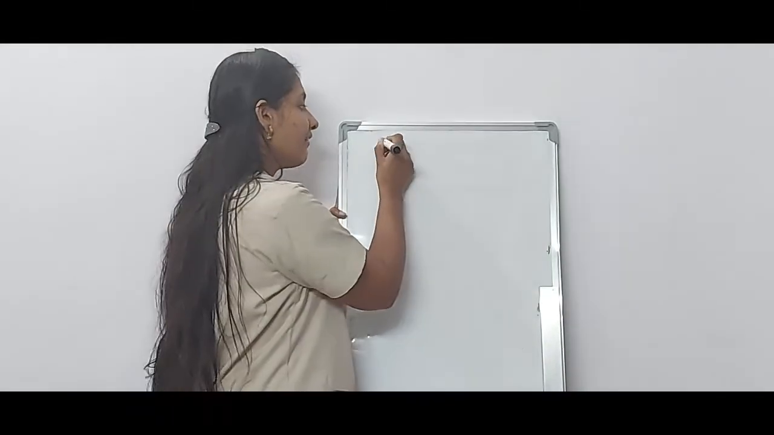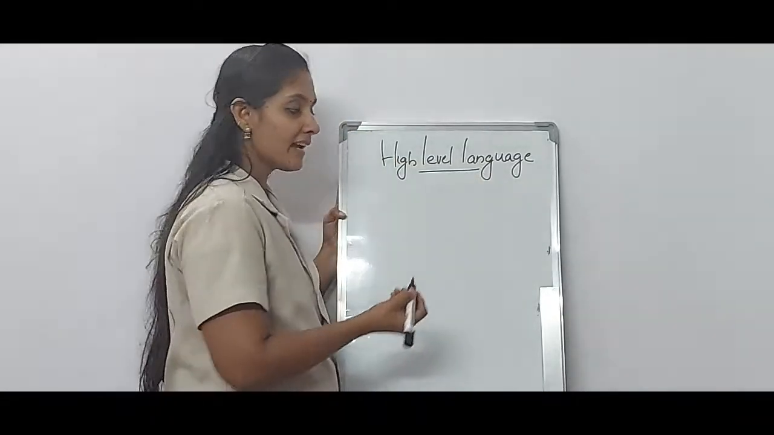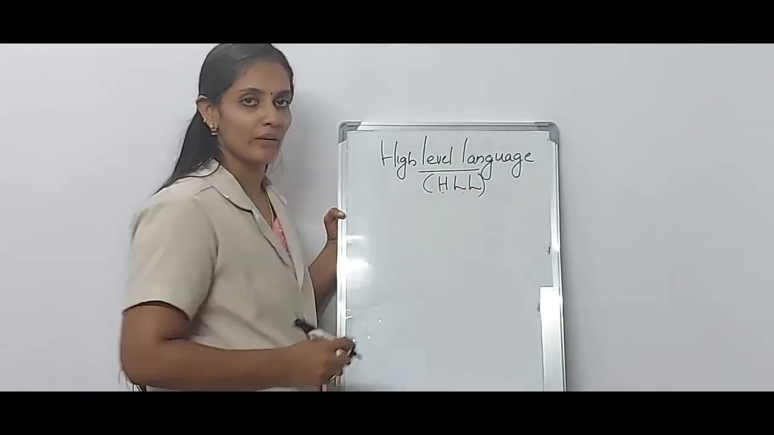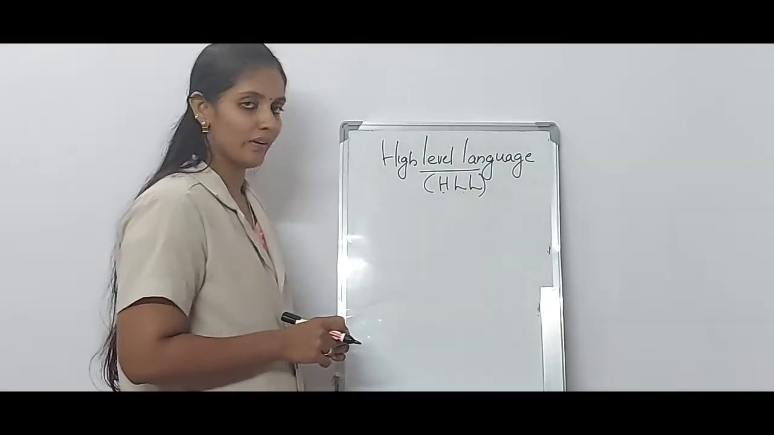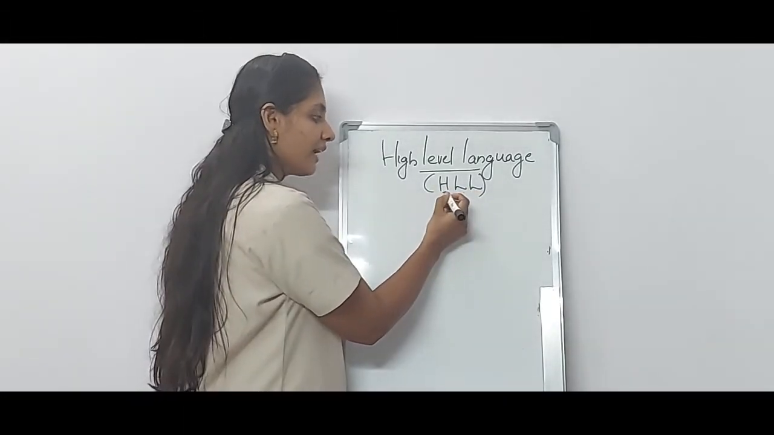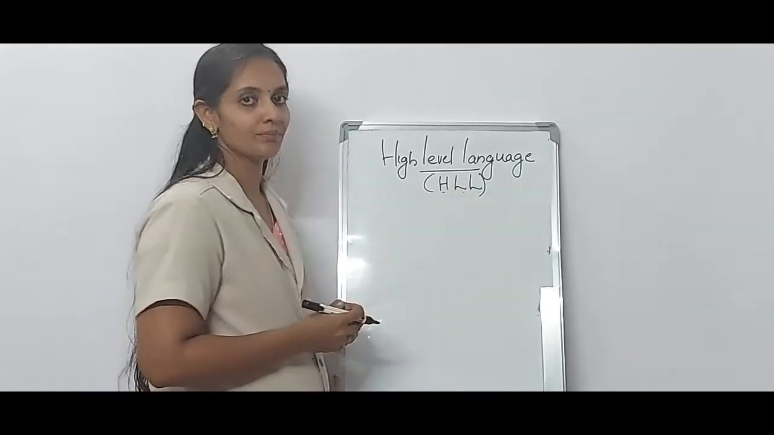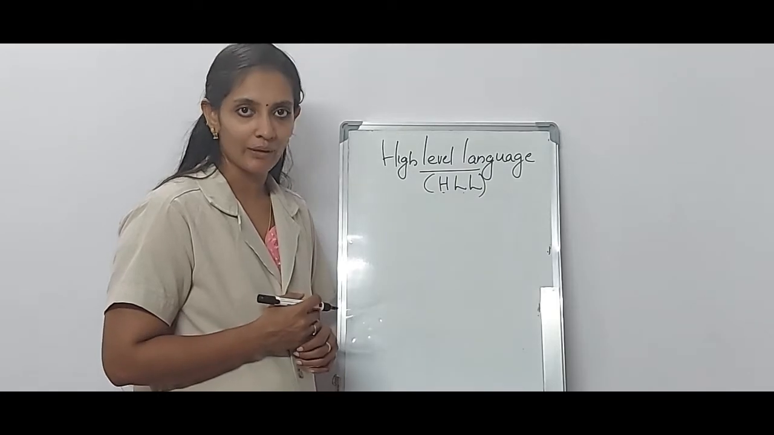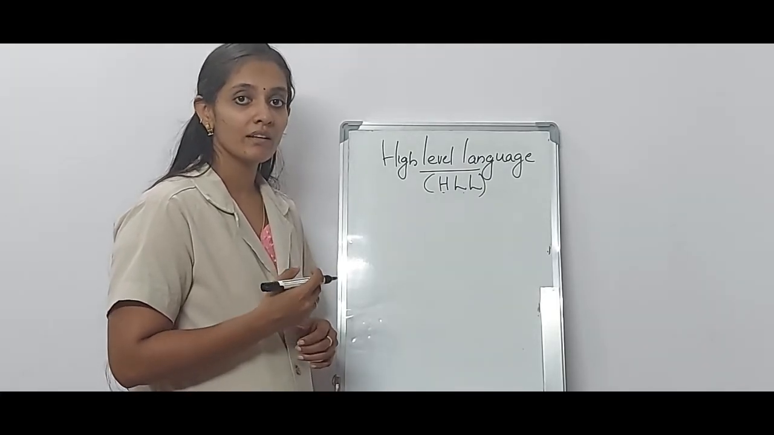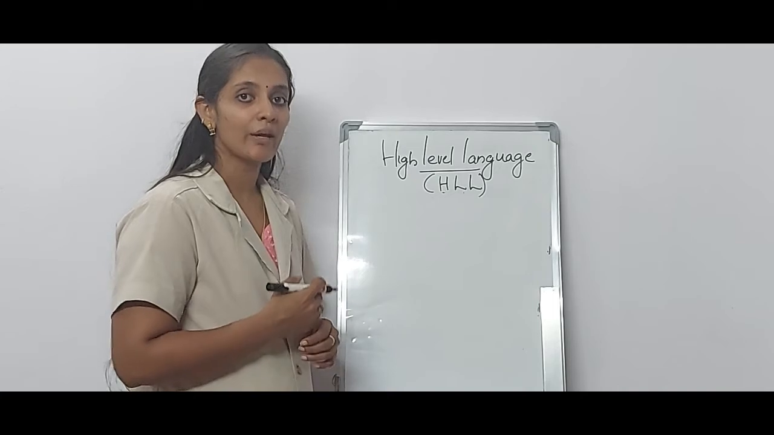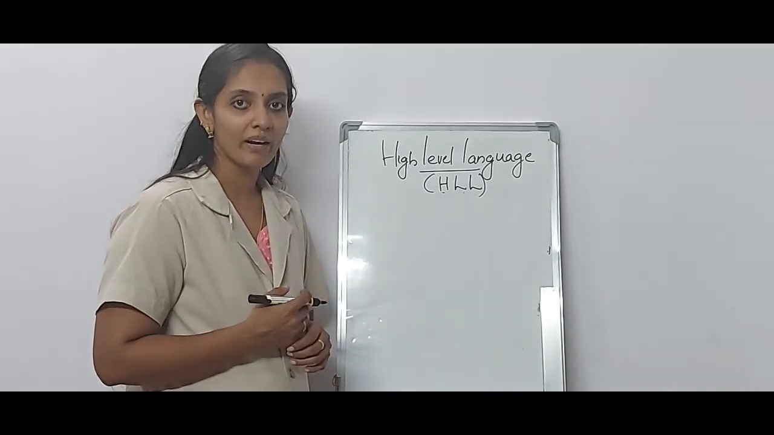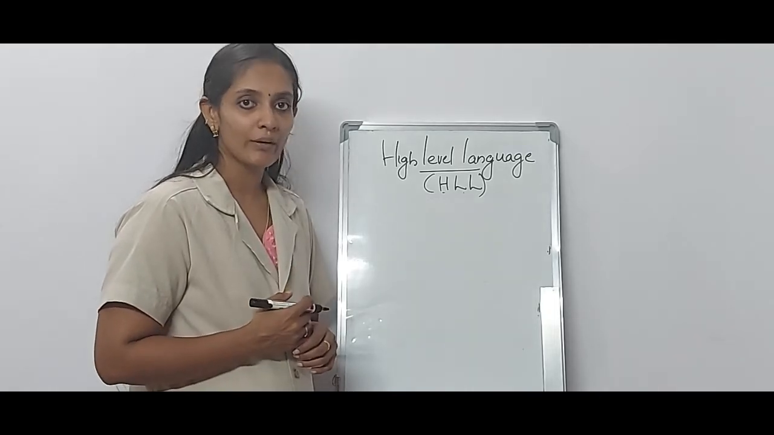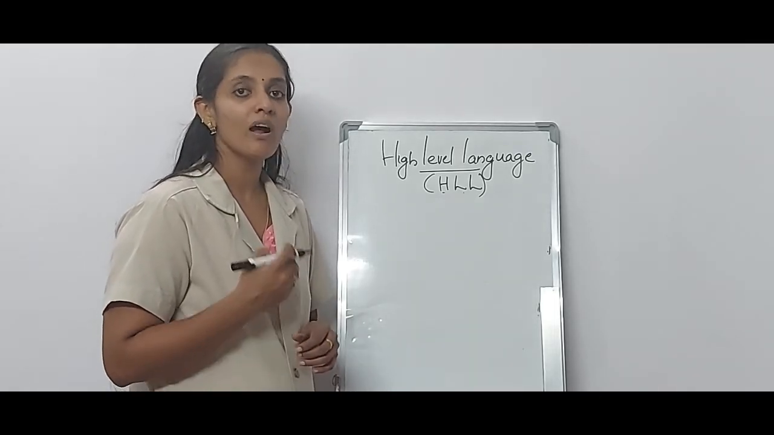Next is high level language. We can write high level language as HLL. High level language is a type of programming language that is machine independent. Why is it called high level language? Because this language is very close to human language. The main advantage of high level language over low level language is it is very easy to understand.